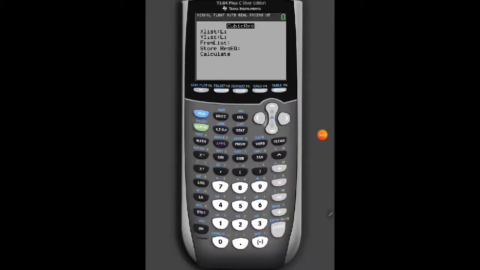So I hit enter, and for my x list, I'm using list 1, my y list, list 2, and then we're going to calculate and hit enter. Okay, so there is my graph. They tell you that a, b, c, d is all this. So that's our equation there. Okay, and that's how you do it on the calculator.